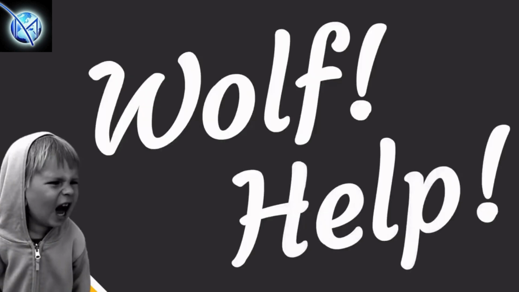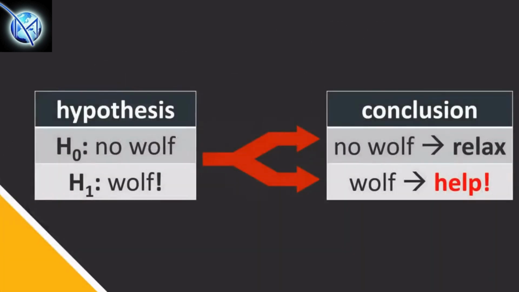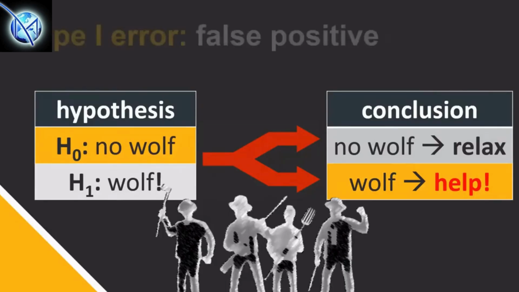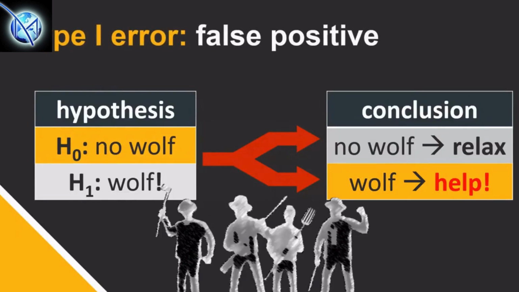In the first part of the story, a boy travels into the woods and decides to play a trick on the villagers. Despite the fact there are no wolves to be seen and he is perfectly safe, he screams for help. And so, despite the null hypothesis being true, the villagers observed the boy's screams and rushed to help. They made their first error, a type 1 error, in which they had falsely rejected a true null hypothesis, also known as a false positive.